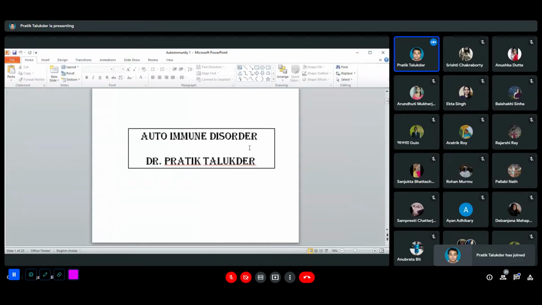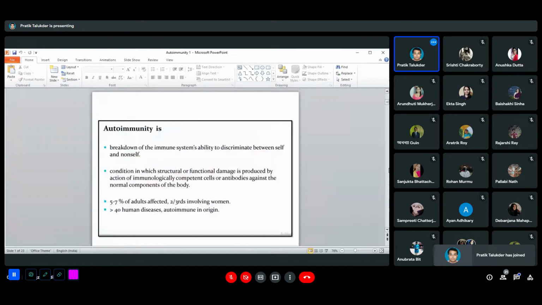For today, first we will be discussing the autoimmune disorder. As you are aware, the main feature of autoimmunity is the breakdown of the immune system, our body's ability to discriminate between self and non-self antigen. I have told you that when B cell and T cell maturation occurs, the self antigens which are there in our body should not be targeted.